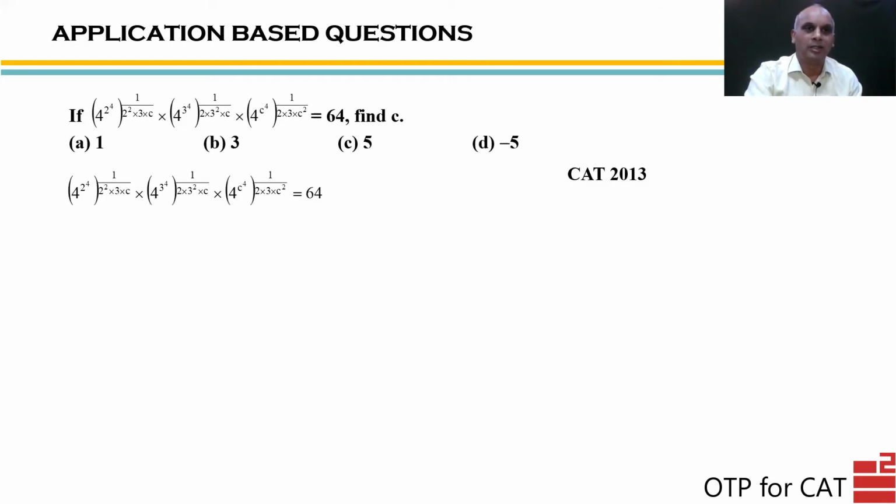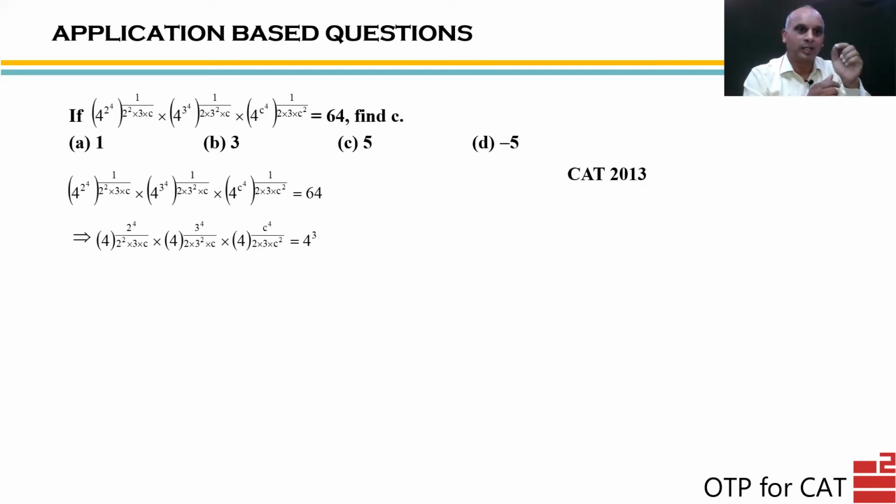First of all, we can write the whole expression as this. See, in the first bracket, we have 4 to the power 2^4. That 2^4 is multiplied with 1 by (2^2 into 3 into c), which becomes 4 to the power 2^4 upon (2^2 into 3 into c) in the power. Doing the same thing for the remaining two brackets, I'll get 4 to the power 3^4 divided by (2 into 3^2 into c), and so on.